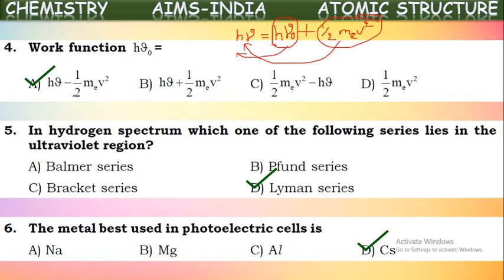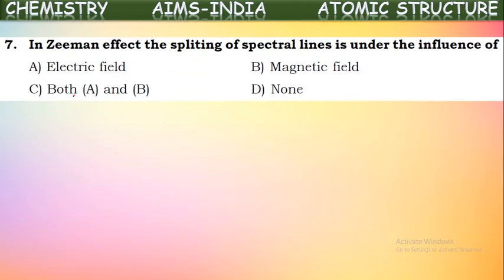Okay, next. In the Zeeman effect, the splitting of spectral lines under the influence of, yes, actually these we discussed in the defects or drawbacks of Bohr's model of the atom.